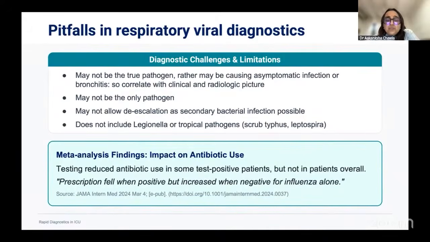Some pitfalls that you should remember: it may not be the true pathogen, rather may be causing an asymptomatic infection or bronchitis. So this is always to be correlated clinically along with the radiological picture. It may not be the only pathogen, may not allow de-escalation as secondary bacterial infections are possible, and it does not include Legionella and tropical pathogens like scrub typhus and leptospira. So this is for your upper respiratory panel.